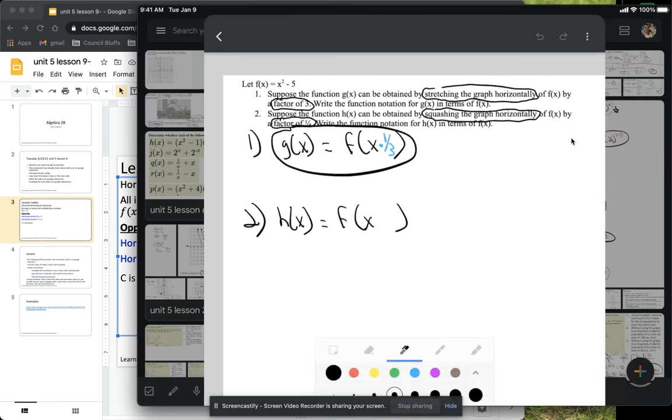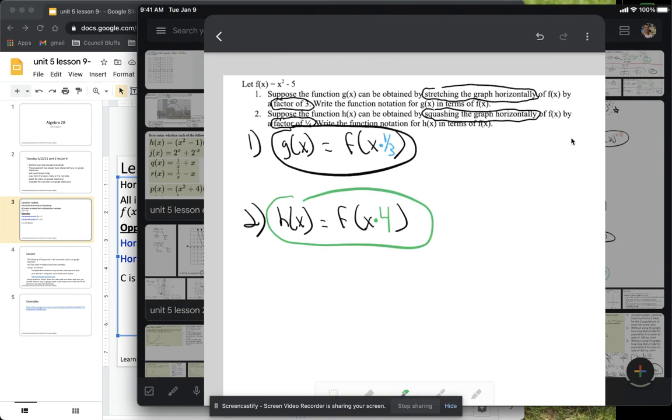So let me get a different color here. I'm going to put the multiplication inside the parentheses, but instead of writing times 1/4 inside the parentheses, I'm going to write the opposite of multiplying by 1/4. So what's the opposite of that? Well, the opposite of multiplying by 1/4 is multiplying by 4. So this right here is our answer for number 2.